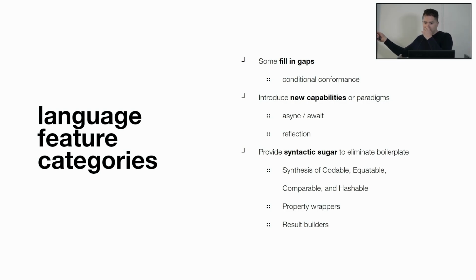I brought 3 examples for this category. The synthesis of our most commonly used Swift protocols like Codable or Equatable is a merely syntactic feature, or property wrappers, which only encapsulate complex property access logic, are only syntactic. And of course, result builders, which help us write SwiftUI code that looks less like a Christmas tree, are only there to make our code look nicer.